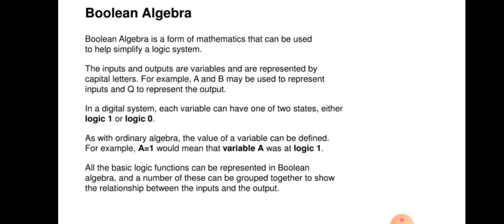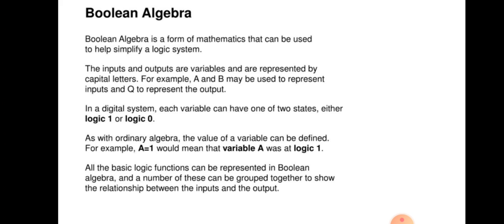Now, what is meant by Boolean algebra? Boolean algebra is a form of mathematics that can be used to help simplify a logic system. It means if you are designing a logic circuit or a complete logic system, and you want to simplify the complete circuit into a small equation, then you need to study the Boolean algebra laws. So the mathematical simplification of the circuit, we can simply call it Boolean algebra.